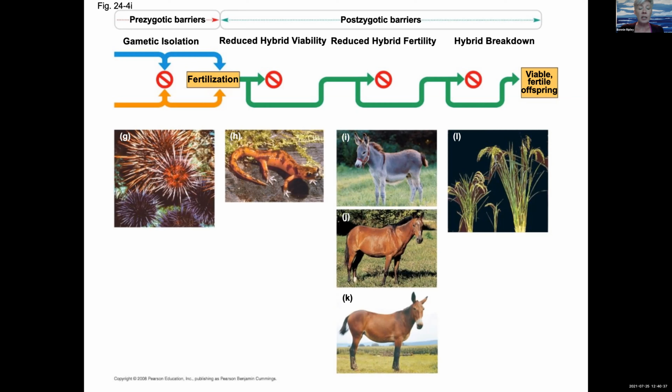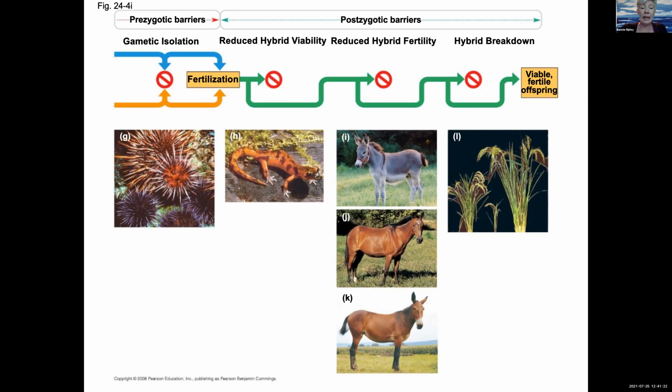Reduced hybrid fertility means the hybrid offspring have trouble reproducing. So for example, the mating between a donkey and a horse makes a mule. Figure K is the mule. Mules are sterile. The reason for that is that donkeys and horses have a different number of chromosomes. And so when those fuse together, they can form an offspring. But then when that offspring tries to go through meiosis, it doesn't have the right number of chromosomes for any sperm or egg to come out normally. There could be reduced fertility. There doesn't necessarily have to be sterility.